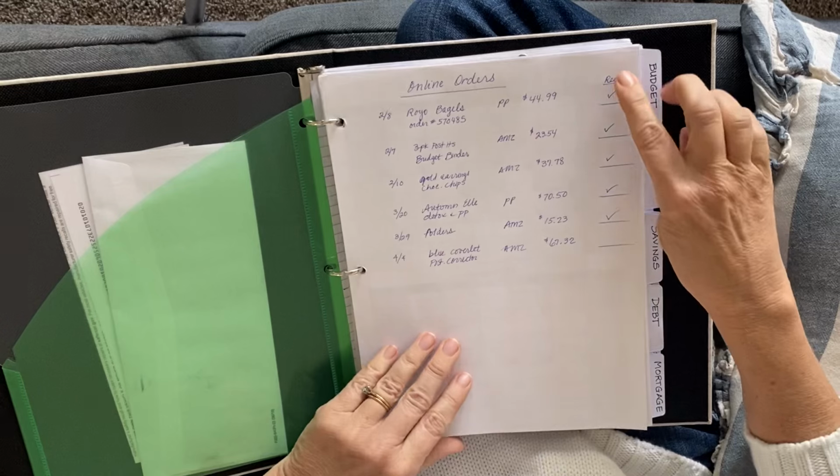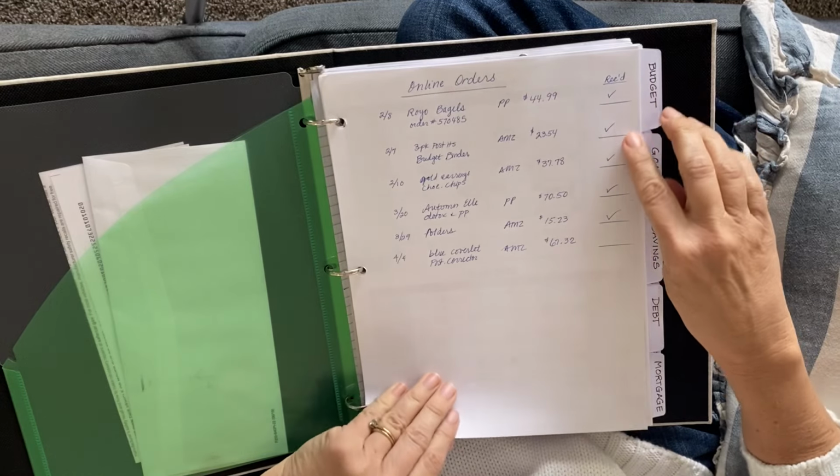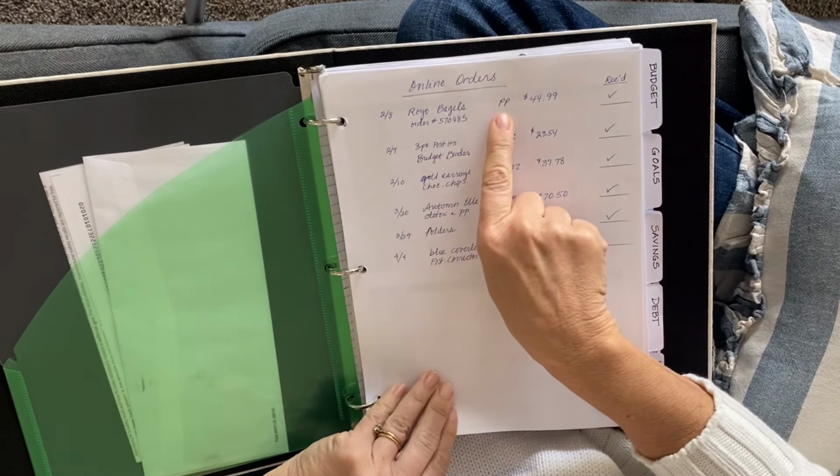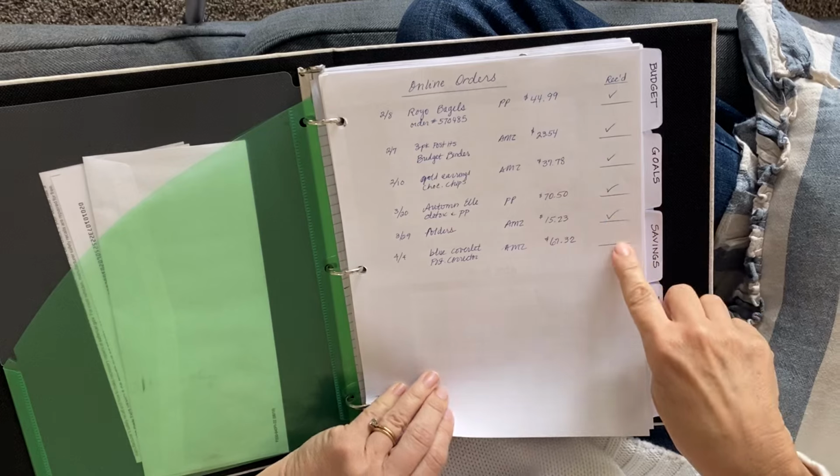So if I do anything online, I write it down. I write down what it was and how I paid it. Did I pay it through Amazon? Did I use PayPal? Did I use a certain card? That way I know I have the amount and I check when the item's received.